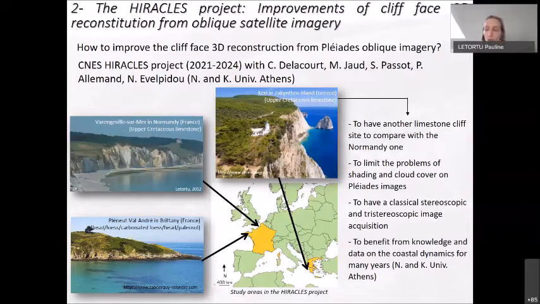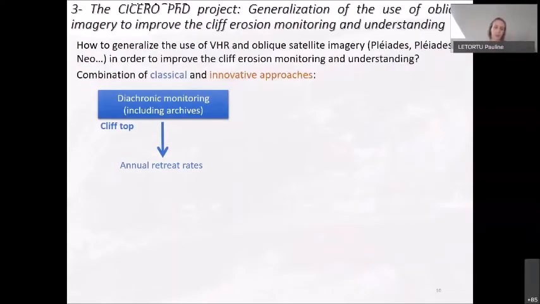Thanks to the privileged research context offered by the Heracles project, a PhD thesis project will begin, called Cicero. It will begin in 2021 using the same field sites as the Heracles project. So how to generalize the use of very high resolution and oblique satellite imagery in order to improve the cliff erosion monitoring and understanding? To answer, the Cicero project will combine classical and innovative approaches.